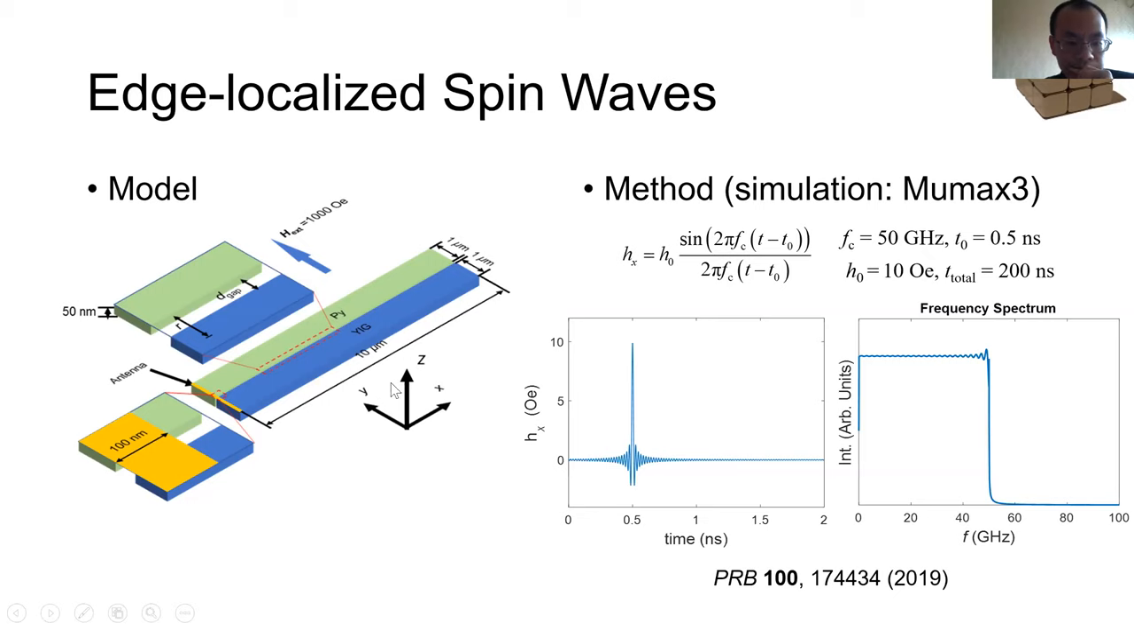This is a structure I studied. So for the edge localized spin waves, the general idea is that due to the magnetic field, the effective field at the edges of the YIG stripe is much weaker than the field in the center area of the YIG stripe. So the edge localized spin waves would have a much lower frequency than the spin waves propagating in the center of the YIG stripe.